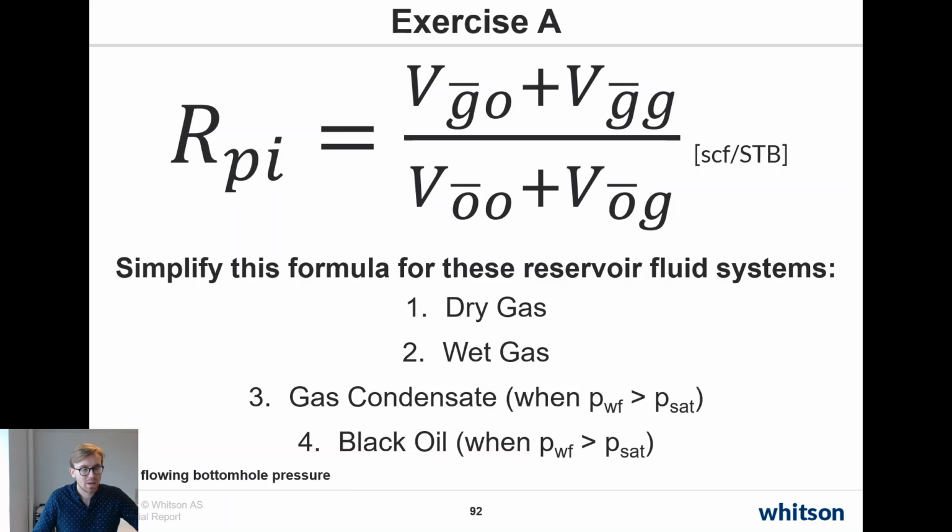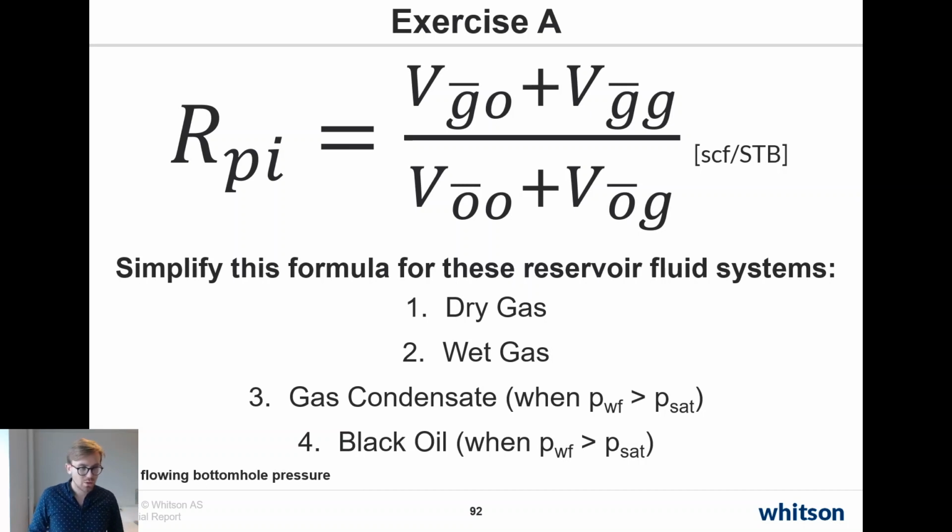And PWF is the bottom hole pressure, above the saturation pressure. So this is always single phase type of behavior. At this point, you can stop the screen and try to do the exercise yourself, and if you then press play again, you'll see the answers.